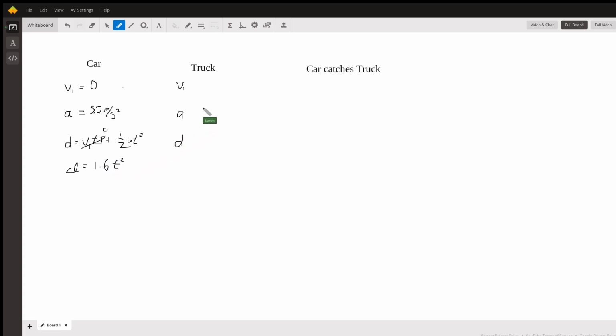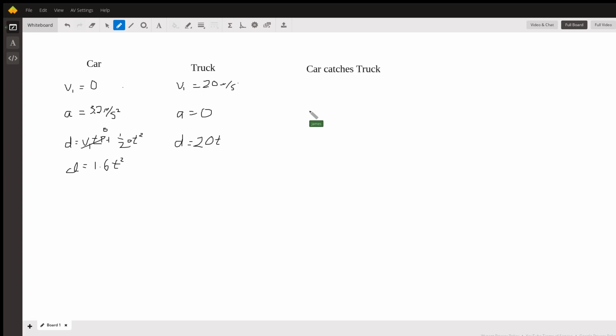We can do the same sort of thing for the truck. The truck does have a non-zero initial speed. It's traveling at 20 meters per second, but we're told that's a constant velocity. The acceleration of the truck is 0. And so with this same equation, v initial t plus 1/2 a t squared, we get an expression for the distance traveled by the truck of 20 times t.